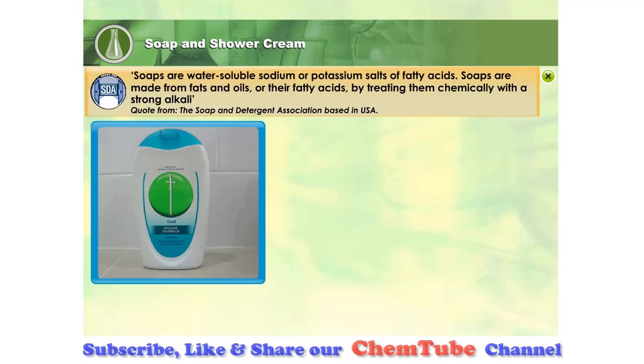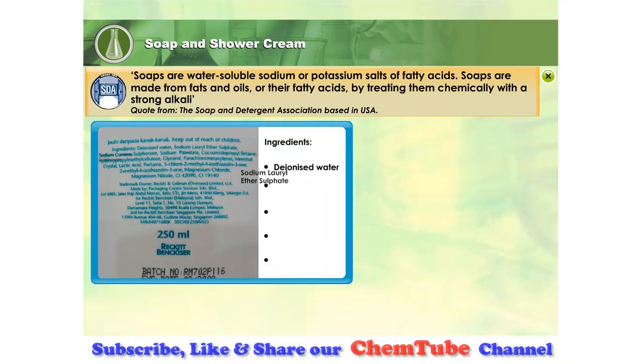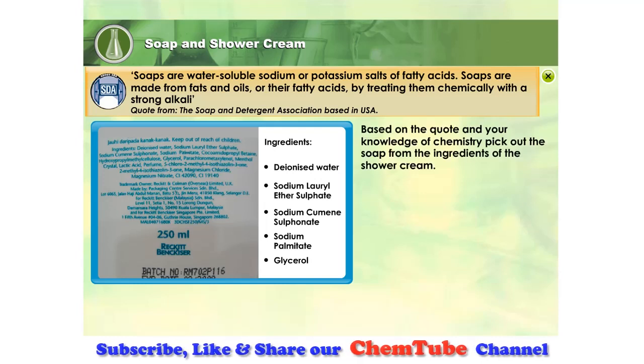Soaps are water-soluble sodium or potassium salts of fatty acids. Soaps are made from fats and oils, or they are fatty acids, by treating them chemically with a strong alkali. Quote from the Soap and Detergent Association based in the USA. Based on the quote and your knowledge of chemistry, pick out the soap from the ingredients of the shower cream.